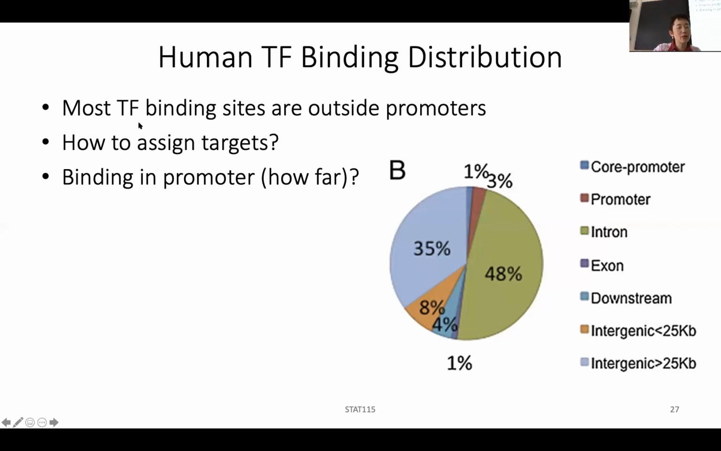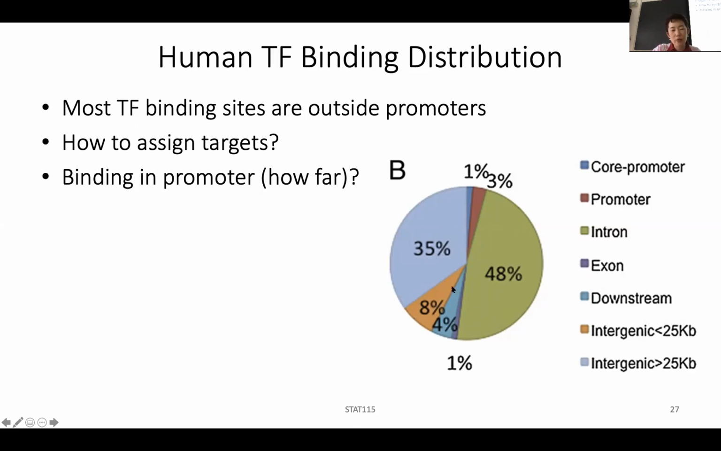But then once you look at the transcription factor binding in human or mouse, this is what you normally see. So a core promoter is only 1%. This is like 1 kb from the transcription start site. In yeast, we only look at 1 kb. In human, if you look at 1 kb out of all those binding sites, that's only 1%. If you look at maybe 3 kb, you will probably get another 3% of binding sites. And there are some, so 48% is in introns in the gene.